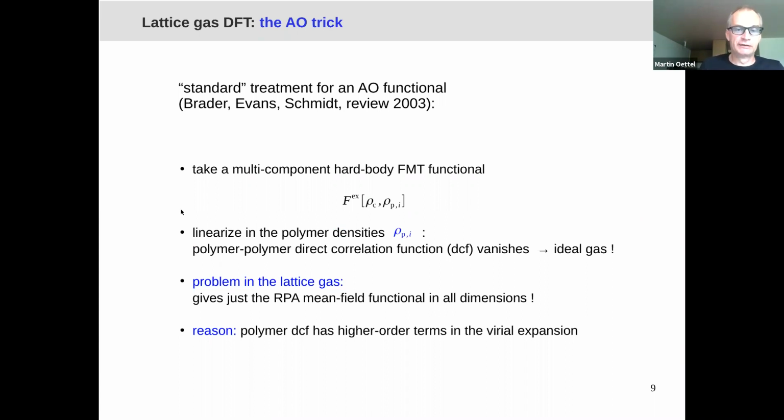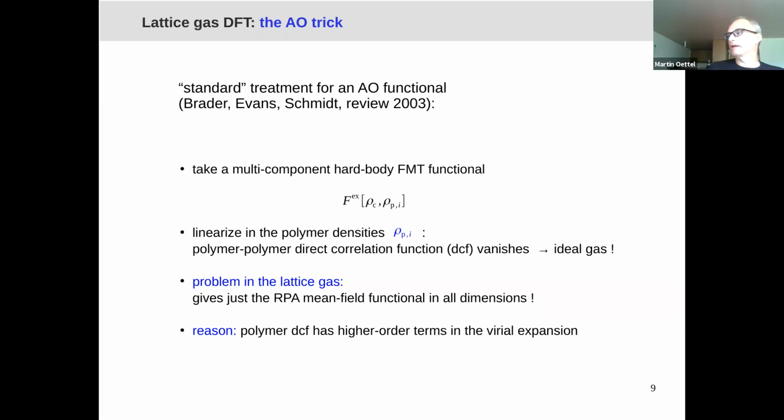What you do, actually, you take a multi-component hard body functional taken from fundamental measure theory. That's actually the best choice. And here in our case, you would have this formula formulated in colloid densities and polymer densities of different species. And then you linearize this functional in the polymer densities, only the excess part. And by doing that, the polymer-polymer direct correlation function vanishes, and you end up with an ideal gas. And this is sort of what you want to do.